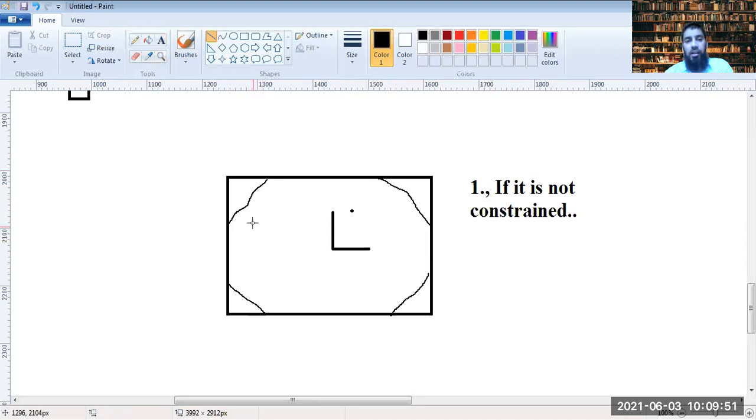So at the corner the moments are acting like this and perpendicular to it. At the center it would be like this, the moments acting, and at the corners they would be acting somewhat like this.